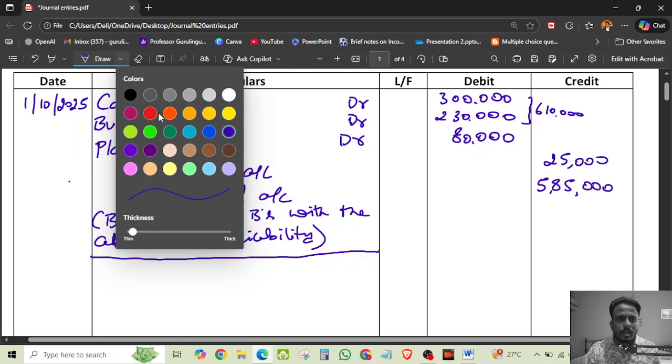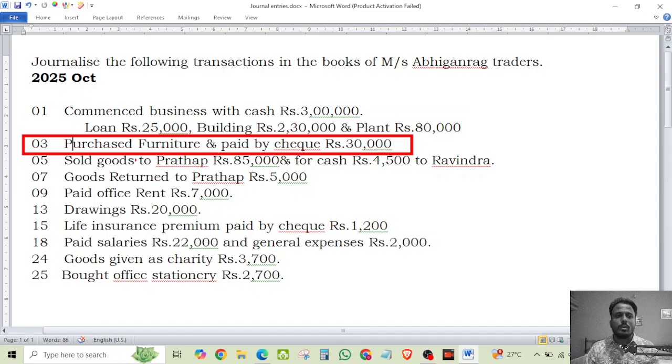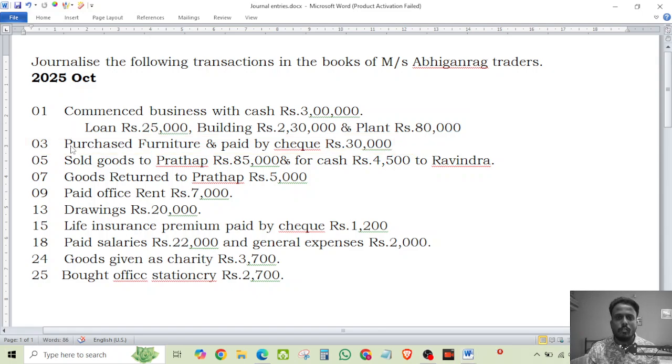So next we'll be shifting to the second transaction, that is, purchase furniture and paid by check. If we follow the thumb rule of cash coming inside or cash going outside, when you buy furniture, cash is going out from the business. So to cash you are supposed to write, but in this case it is paid through check. So instead of writing cash, you need to write bank.